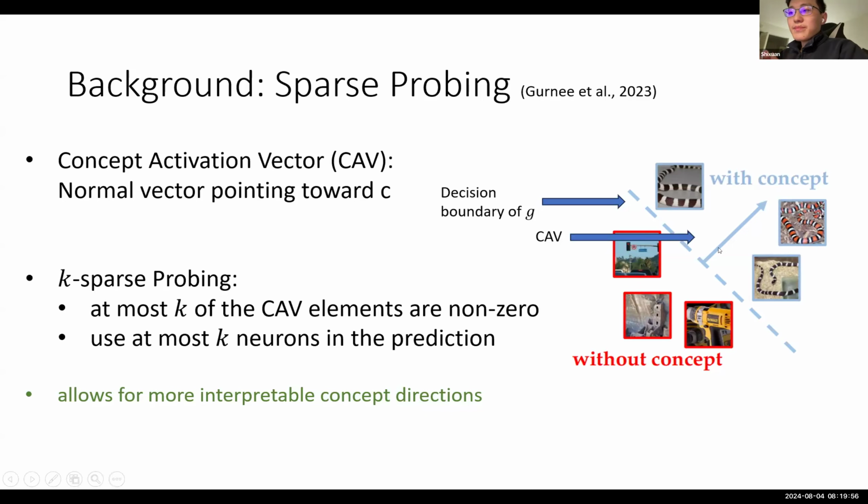And so K-sparse probing is basically just adding one additional limitation. It requires that at most K elements of the CAV related to a classifier are non-zero, which in other words means that you can only use at most K neurons or K dimensions in the embedding in your prediction. By doing so, it allows for more interpretable concept directions.